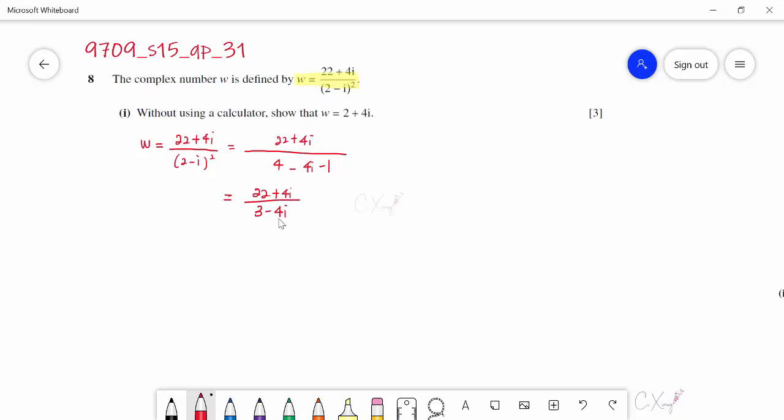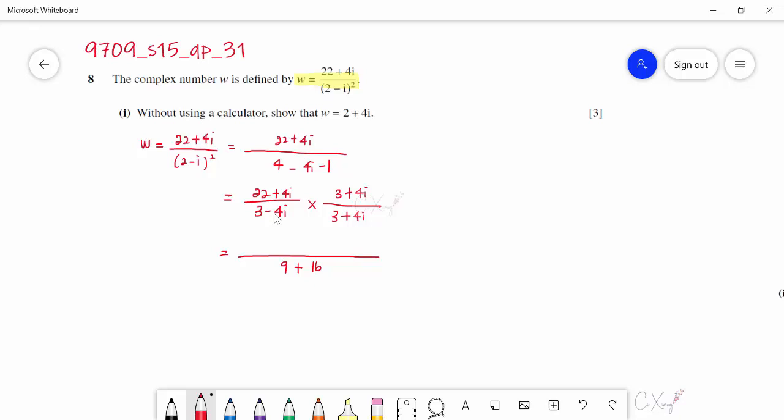Of course, to make it become 2 plus 4i, we cannot have this fraction here. Therefore, we need to rationalize it. To rationalize a complex number, you need to multiply by 3 plus 4i, and this one also 3 plus 4i. You do the same thing again and expand everything. 3 multiplied by 3, you get 9. Then 4 multiplied by 4, you get 16. 4 multiplied by negative 4, multiplied by negative 1, so you get 16.